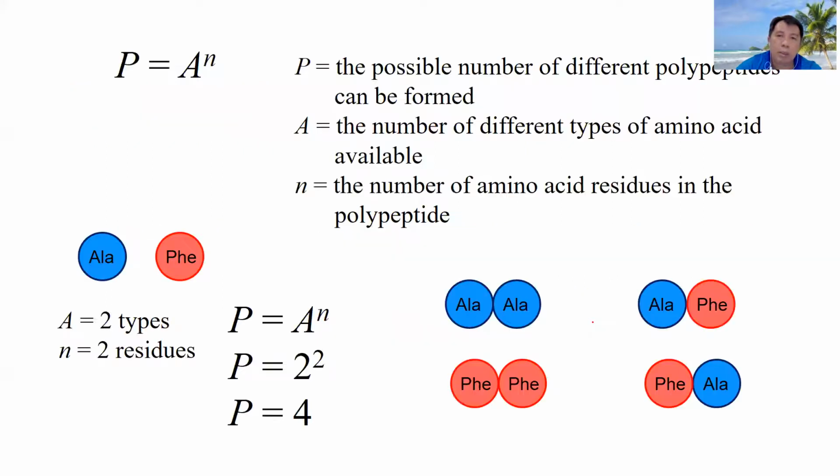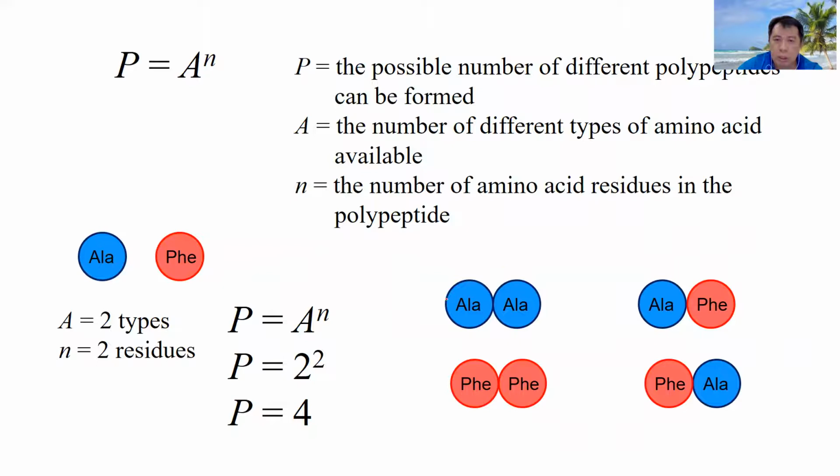For the example here, we have only 2 different types of amino acids available, which are alanine and phenylalanine. So P equals 2 to the power 2. You may not know which one refers to A and which one to N: the 2 types here is A, and the N here is 2 residues. Therefore, P equals 4.